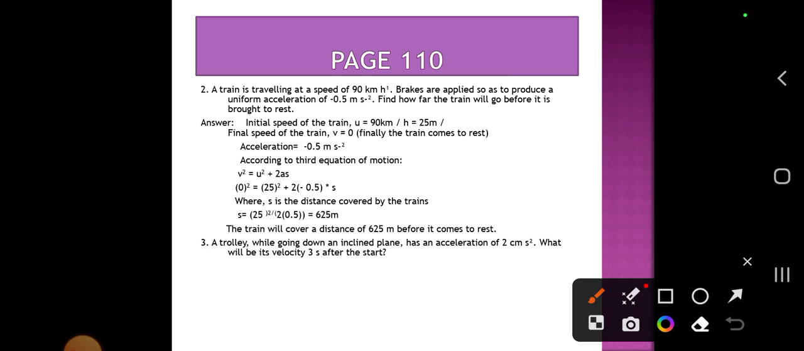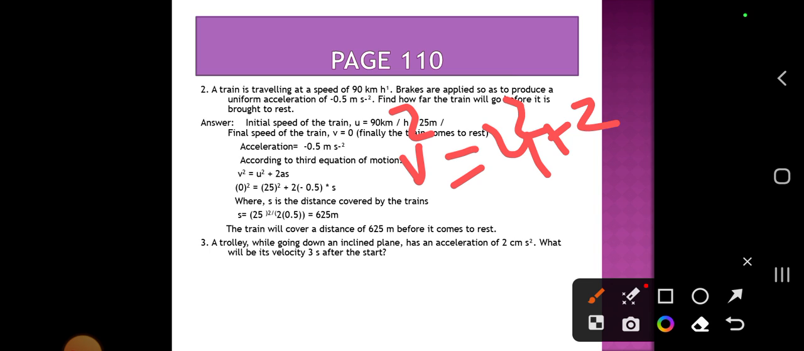The final speed of the train, v, is equal to 0, because finally the train comes to rest, and the acceleration is given as 0.5, that is minus. Always acceleration comes in the minus because it goes back, that's why it is minus 0.5 meter per second square. So the third equation of motion that we know is v square is equal to u square plus 2as.